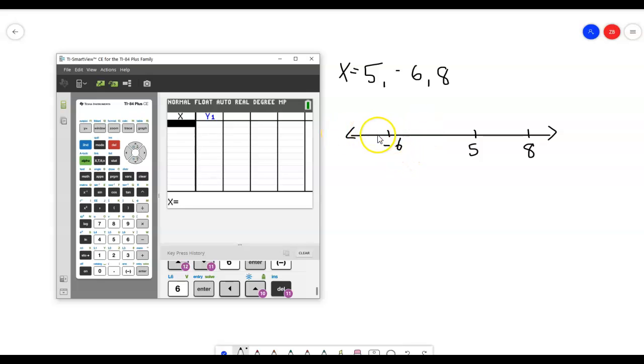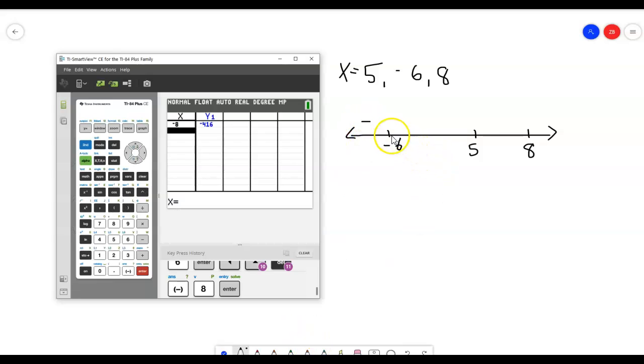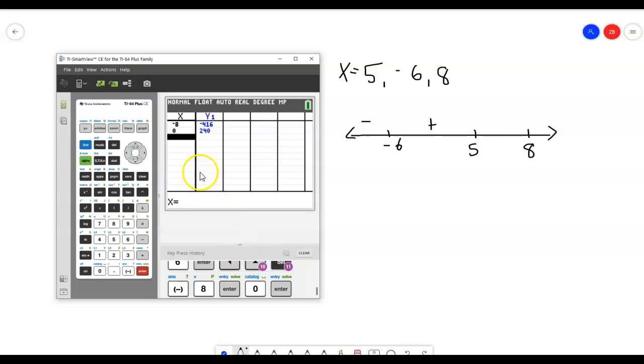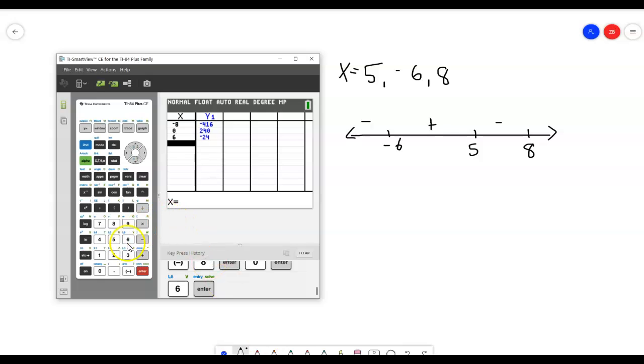So let's first just pick any number that's less than negative 6. Let's try negative 8. And I get a negative number. So I'm just going to put a minus sign right there. And I'm going to pick some number between negative 6 and positive 5. I'm going to pick something easy, 0. And sure enough, I get a positive number. Just a little positive there. And now I'm going to pick some number between 5 and 8. Let's pick 6. And sure enough, I get a negative. And then any number greater than 8, I'm going to be a little wise guy here and pick 1,000. And I get a positive number.